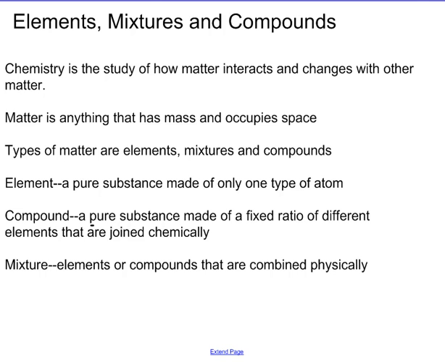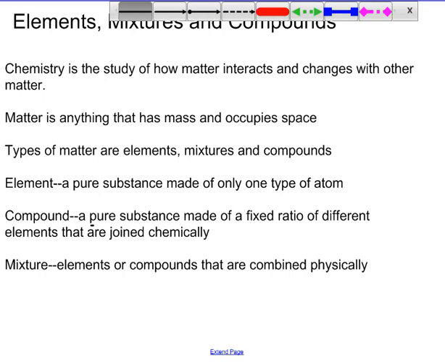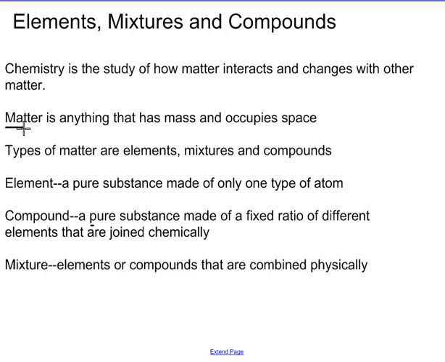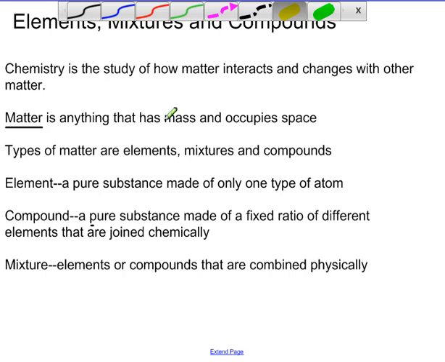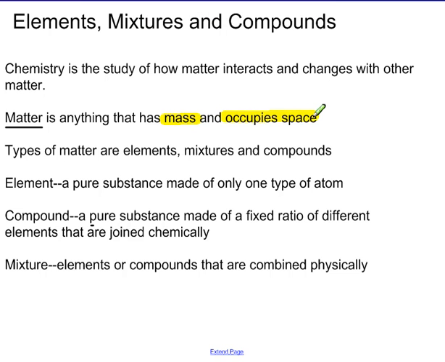So in order to really talk about chemistry, since it is the study of matter and how it interacts with other matter, we have to talk about what matter is. So matter, I'm underlining, is anything that has mass and occupies space. Okay? The types of matter are elements, mixtures, and compounds. An element is a pure substance made of only one kind of atom. The atom will be the smallest unit that can participate in a chemical change. Okay, we'll talk more about that in a bit, but it only has one type.